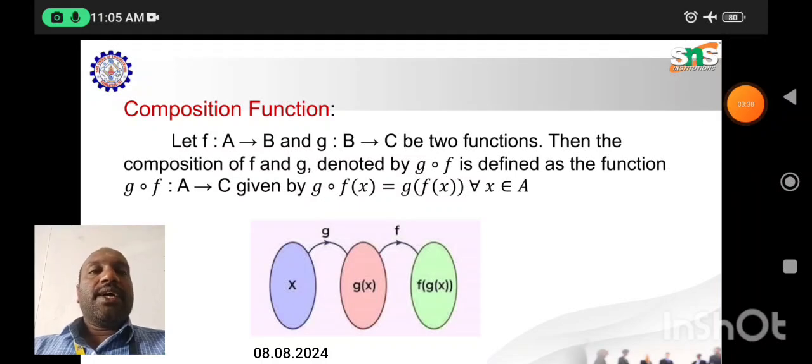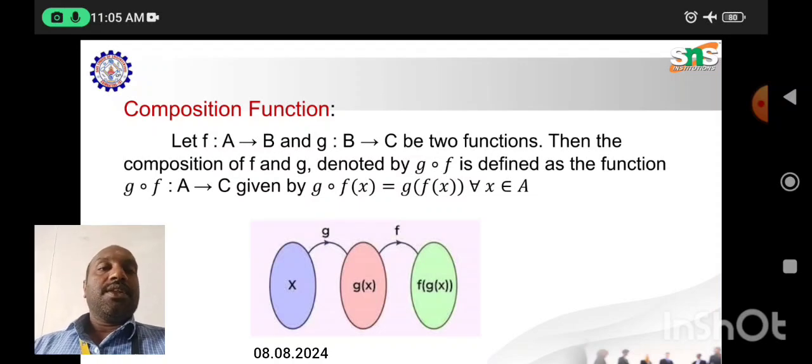See the composite function, A to B, B to C. In this diagram they have given the explanation: A to B is f and B to C is g. So the composition of f and g is denoted by g composite f. Then g composite f is A to C.